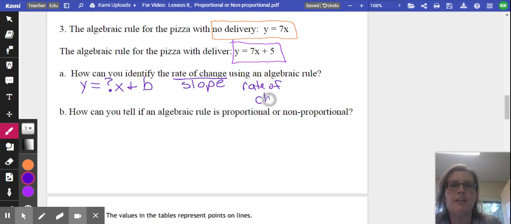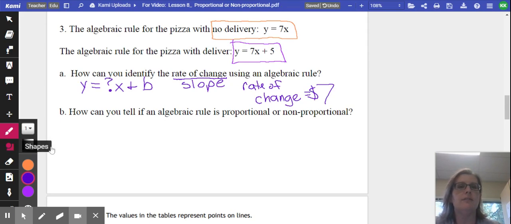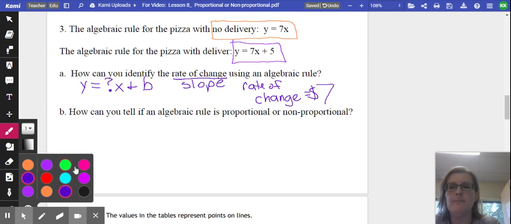So for this question, our rate of change is 7. Because every time we bought one pizza, it changed $7. It went up $7 for every pizza. And part B, how can you tell if an algebraic rule is proportional or non-proportional?